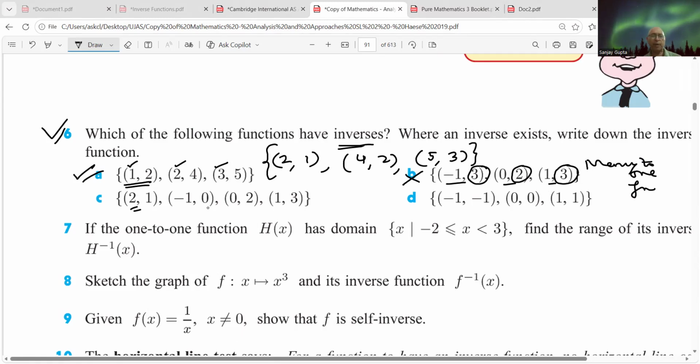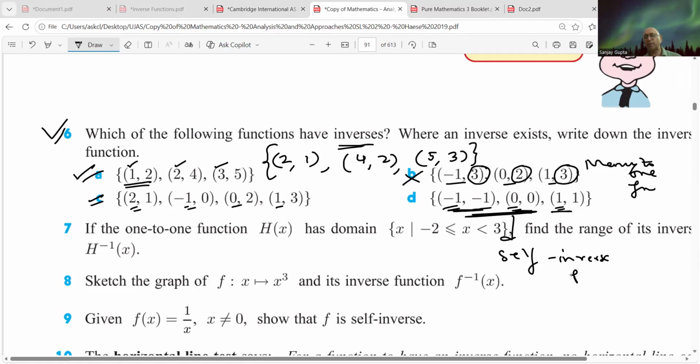C part, if I look at all the x values, they're all different. Look at the y values, 1, 0, 2, 3. Yes, it again has an inverse. And we can interchange x and y to write the inverse function. This again, -1, 0, 1, and the y values are also different. Again, it has an inverse. And if you write the inverse now, it will be the same only. Why? Because -1 is mapped to -1. So if I reverse -1 and -1, it again becomes -1 and -1. So these functions are called self-inverse functions. Self-inverse means you get the same function even after inverting the function.